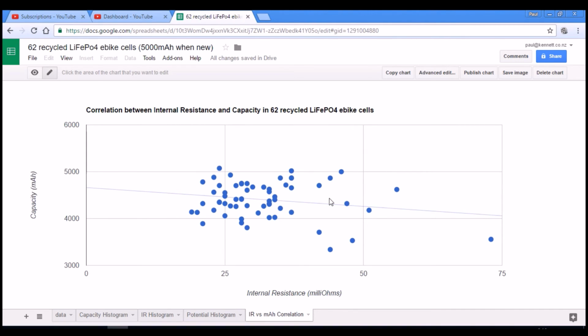So what that suggests is that for this collection of cells, at least, internal resistance is not significant for getting a feel for capacity. Basically, I have to measure the capacity to measure the capacity. I can't just quickly measure the internal resistance and hope that that will give me a clue about the capacity. I'm not seeing any clear picture from that in terms of correlation. That's it for now for graphs.